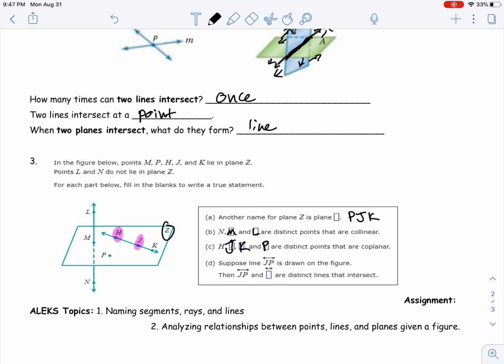Suppose line JP is drawn on the figure. So if I draw JP right here, then JP and blank are distinct lines that intersect. Well, which one does JP intersect with? JP intersects with HK, we could call it. You could also call it HJ, or you could call it JK or KJ. Doesn't matter the order on those, it only matters for rays.